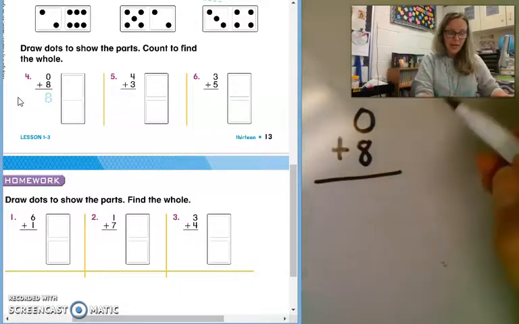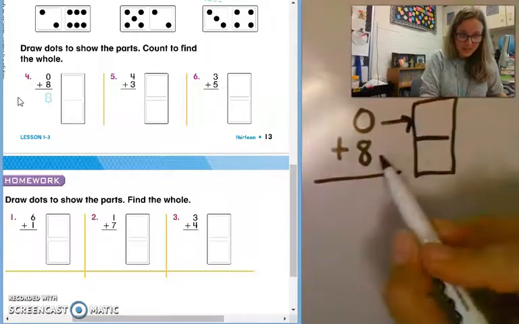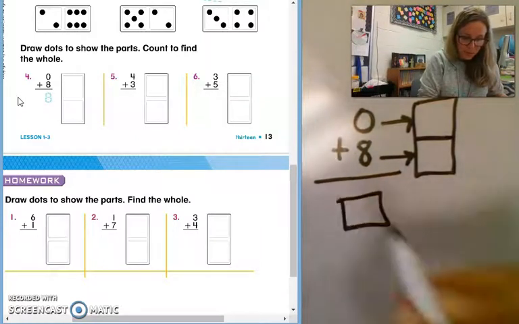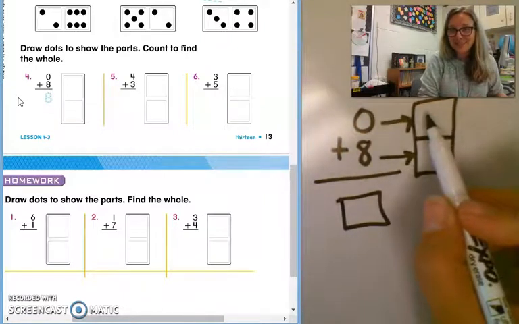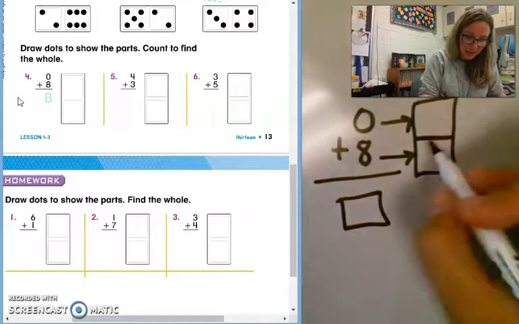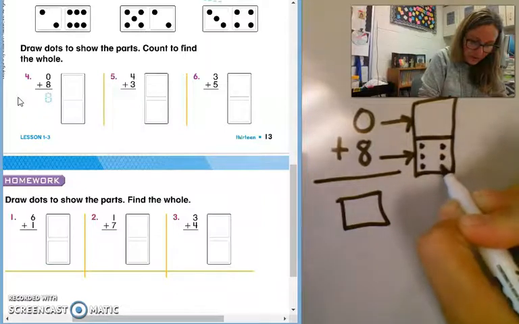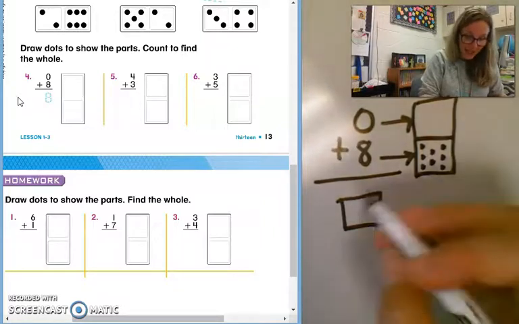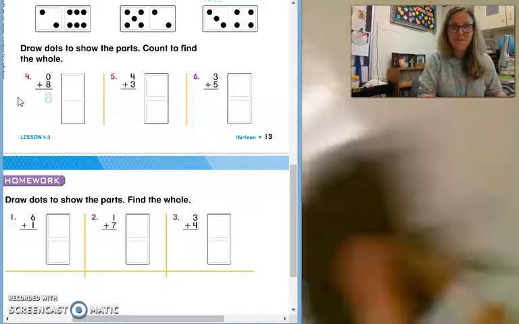So on our domino, we'll draw our first part here, our second part here, and then the total will give us our whole, which we'll write in here. So the first one you should draw 0, no dots at all. And in the bottom one we should draw 8. 1, 2, 3, 4, 5, 6, 7, 8. All together we have 8. Excellent. Now let's look at number 5.